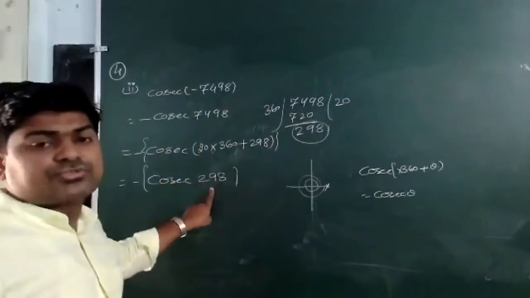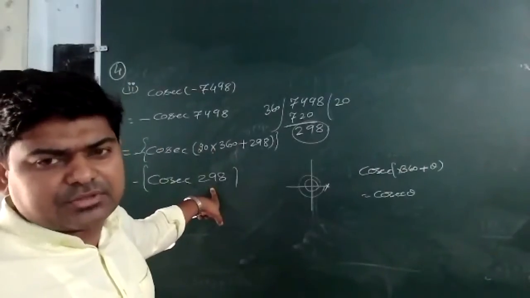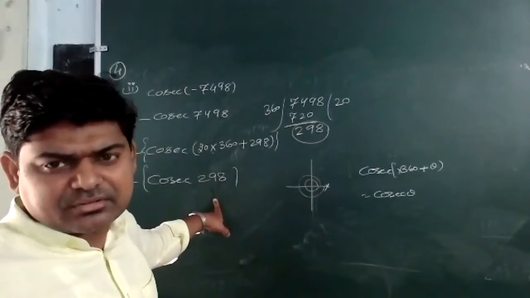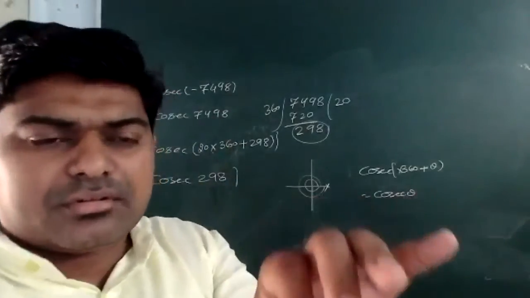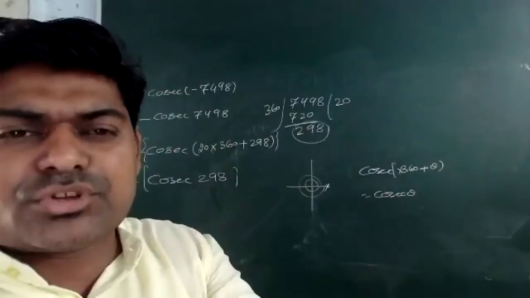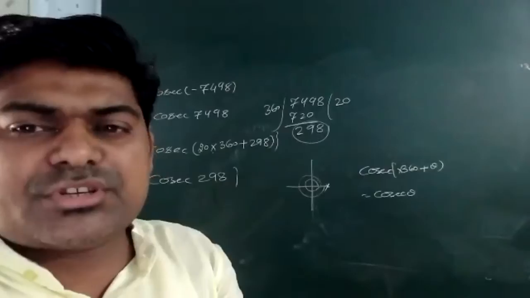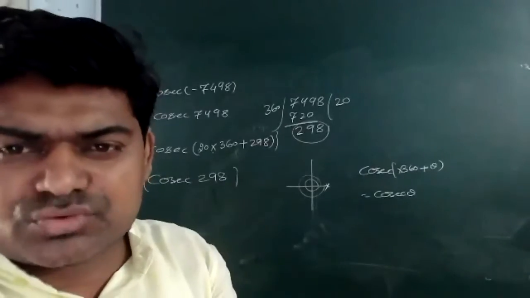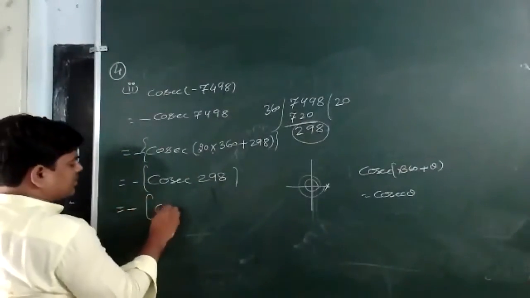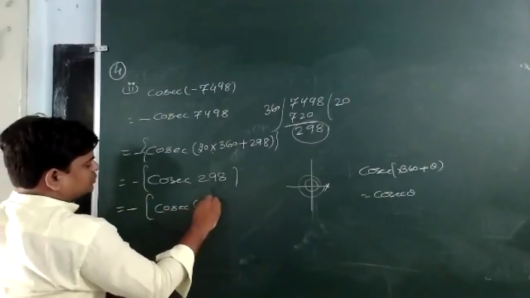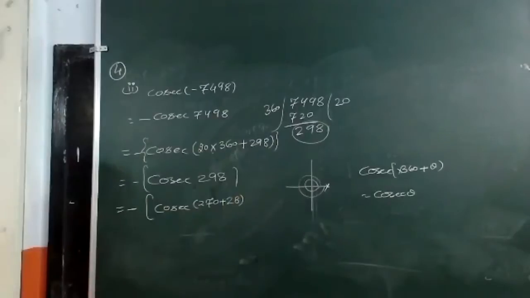Still, our angle is more than 45. It is more than 45. Can we think about the other changes? That nearest to 298, which one is there? 360, 270, 180 or 90? Which is the nearest to 298? I think 270. It can be written as minus cosec 270 plus 28. Say yes or no.